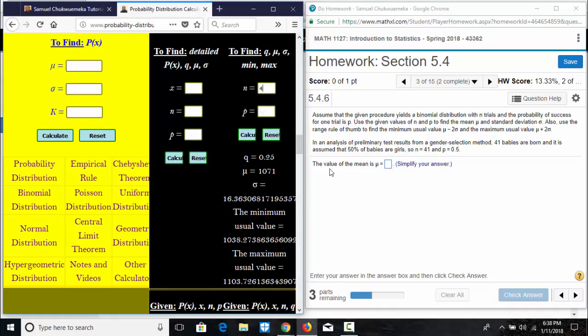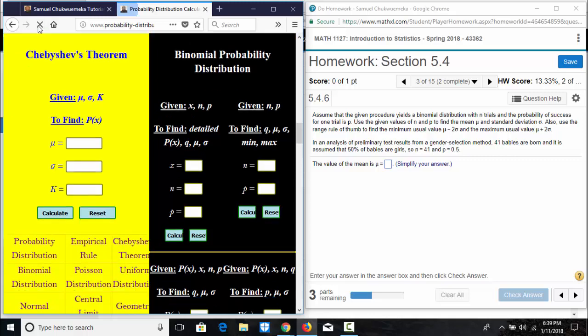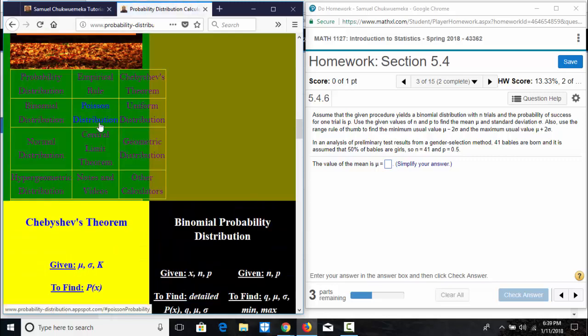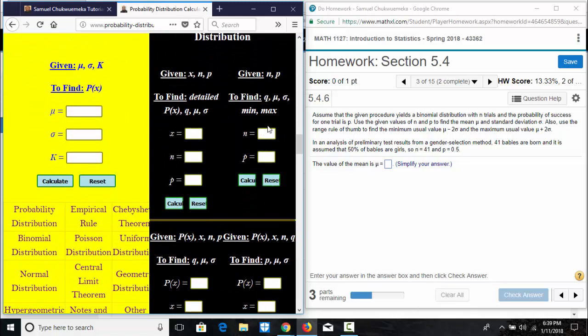N here is 41, and if you want to clear all these, you have to just restart. You have to reload if you want to clear all those. Okay, you just refresh the page and it will clear everything. But if you want to just clear this, you press reset. So n is 41 and p is 0.5.